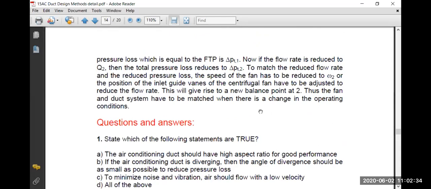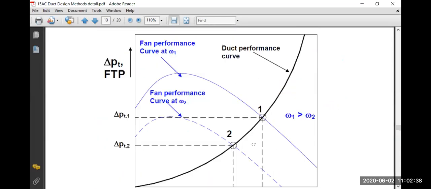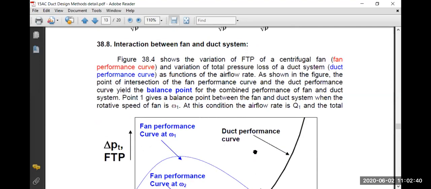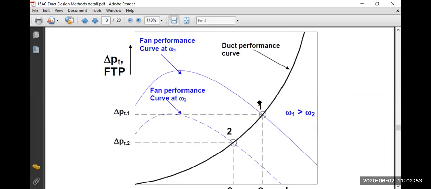Now, pressure loss. This figure, the interaction between fan and duct, I've already discussed. So I think here I should stop my lecture, and the lecture is over.